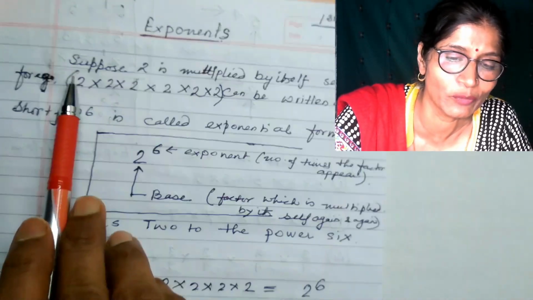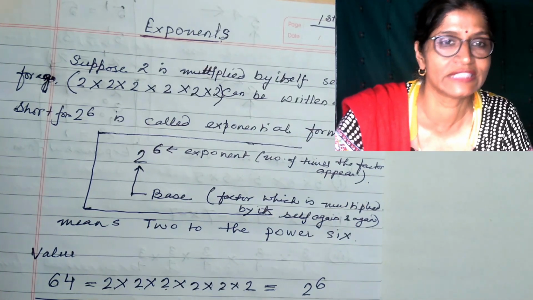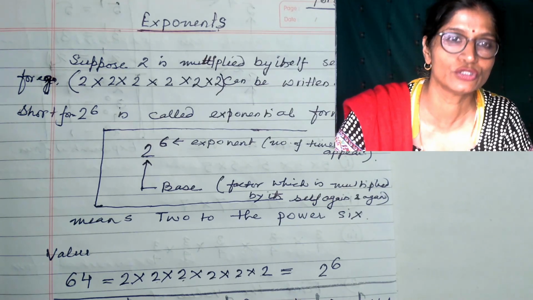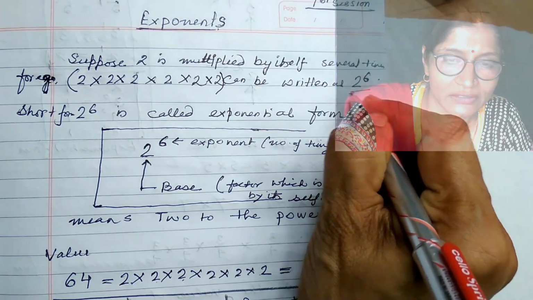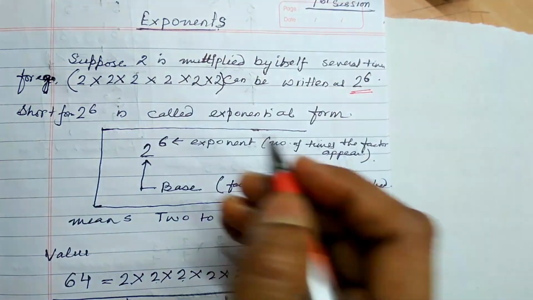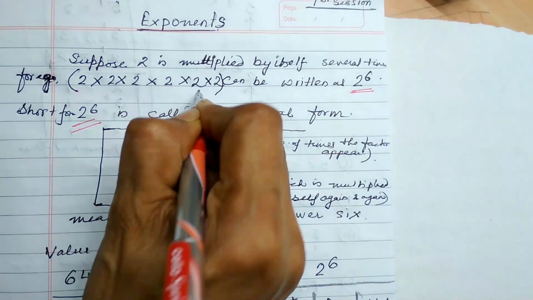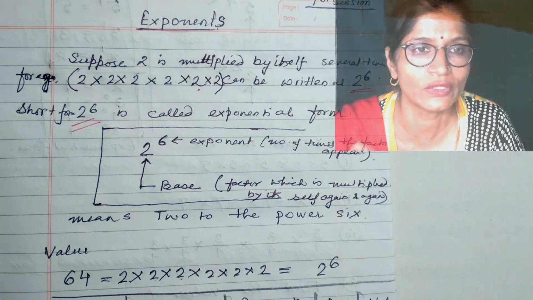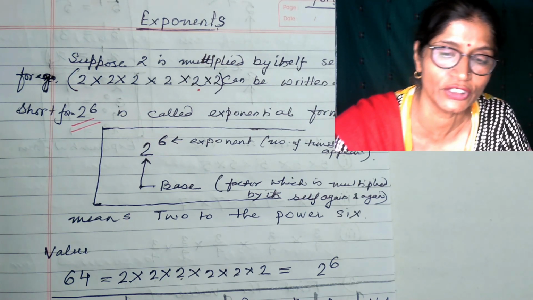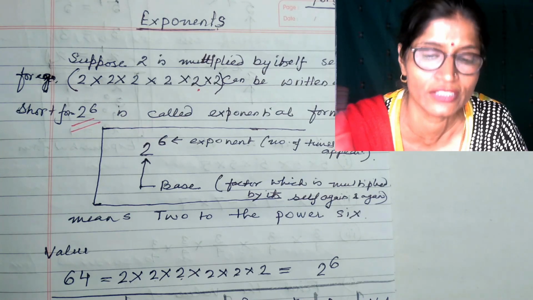What is exponent? Suppose 2 is multiplied by itself several times, like 2 into 2 into 2 into 2. Suppose 6 times, then how will I write it? 2 to the power 6. And 2 to the power 6 is the exponential form of 2 multiplied 6 times. And if 3 is multiplied 8 times, it is 3 to the power 8. And 3 to the power 8 is the exponential form of 3 multiplied by itself 8 times.